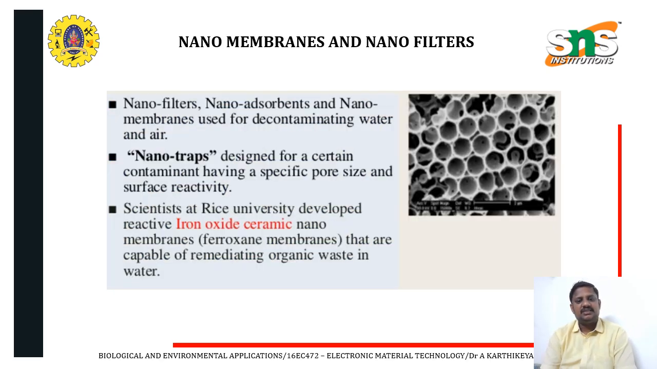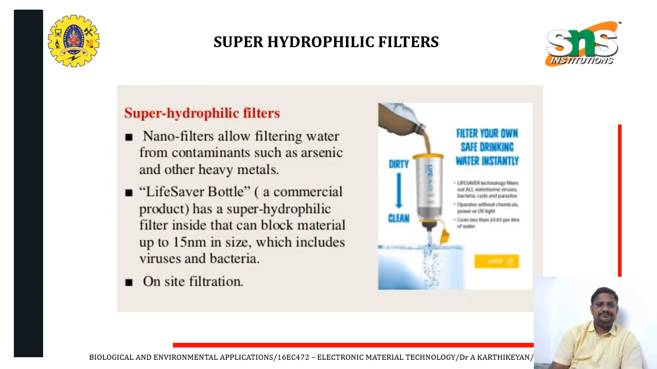And nanofilters and nanomaterials absorb a number of contaminants used in water and air, and also nanotraps are designed for certain contaminants, having specific pore size and surface reactivity. So the iron oxide is the ceramic of nanomembranes, so the membranes are flexible and capable of remediating organic waste in the water, and this is also being developed at Rice University.